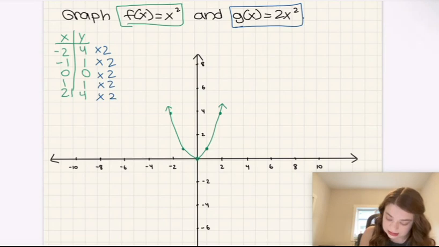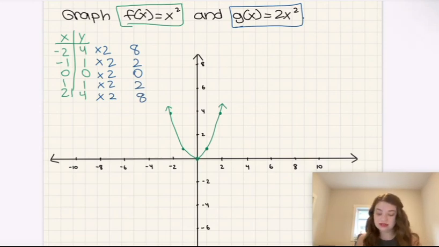And then what do we get? Well, 4 times 2 is 8. 1 times 2 is 2. 0 times 2 is 0. 1 times 2 is 2. And 4 times 2 is 8. So these are new y values. The x values remain the same. And now these are our y values.